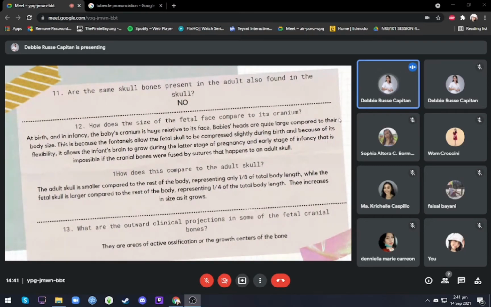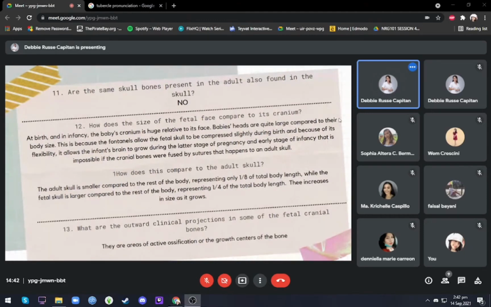Number 12, how does the size of the fetal face compare to its cranium? At birth and in infancy, the baby's cranium is huge relative to its face. Babies' heads are quite large compared to their body size. This is because the fontanelles allow the fetal skull to be compressed slightly during birth, and because of its flexibility, it allows the infant's brain to grow during the latter stage of pregnancy and early infancy. That would be impossible if the cranial bones were fused by sutures, as happens in an adult skull.